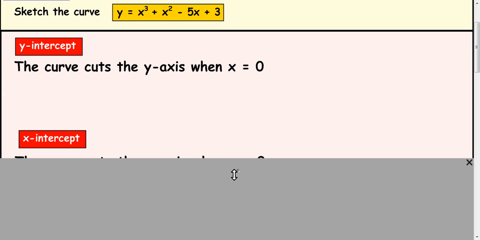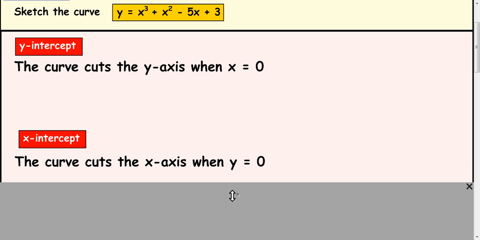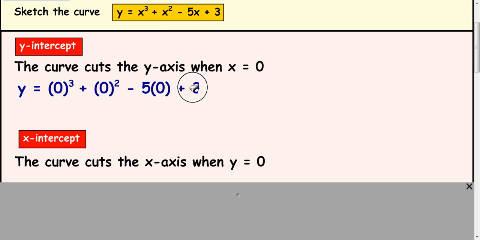So first thing we're going to look at is where it cuts the x and the y-intercept. So it cuts the y-axis when x is 0 and cuts the x-axis when y is equal to 0. So when x is equal to 0 we put 0 in here, here and here, and then add on 3. So y is equal to 0 squared plus 0 squared minus 5 times 0 plus 3, and that just comes out as 3. Dead easy, y-intercept 0, 3.